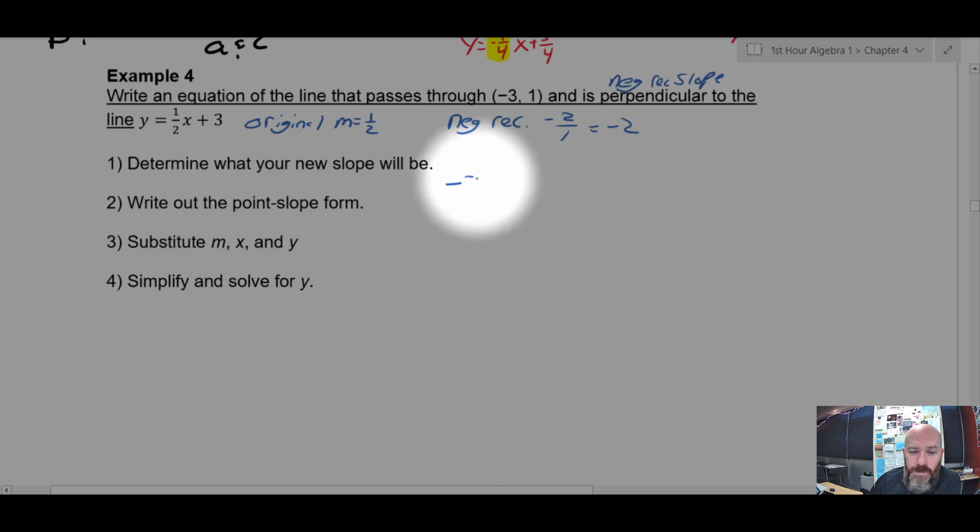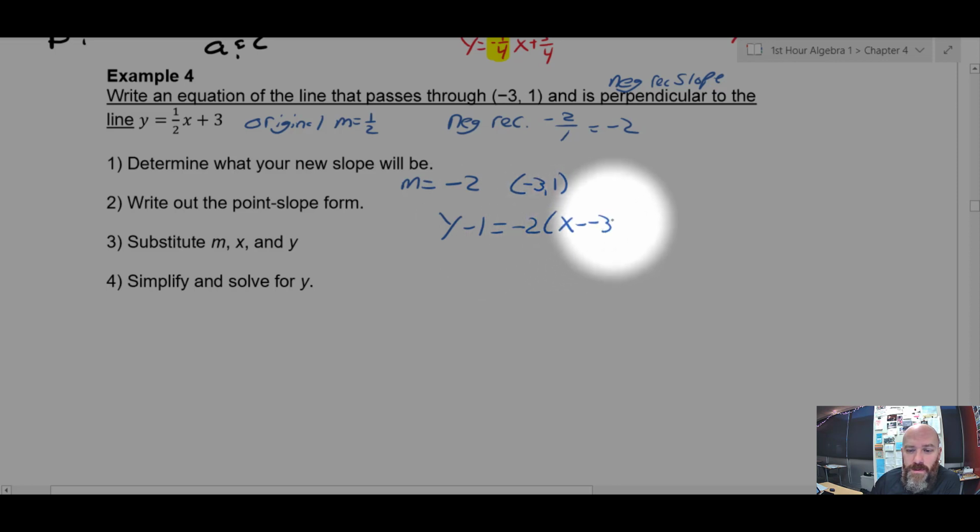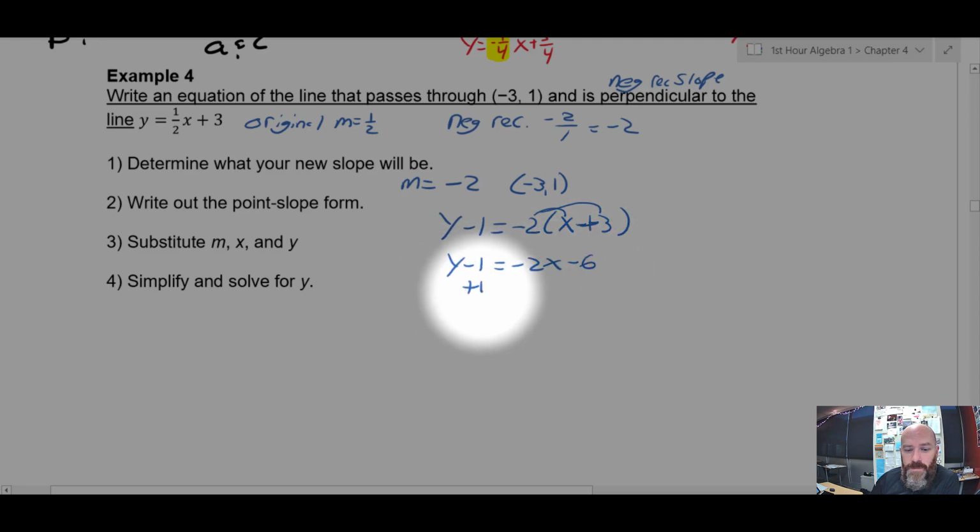So I'm going to use a slope of negative 2, and then the point negative 3 comma 1, and now we go into our point slope form, which is y minus 1 equals negative 2 times x minus negative 3. That's a double negative. Let's go ahead and do our distributive property, which gives me negative 2x when I go here, and then I get negative 6.